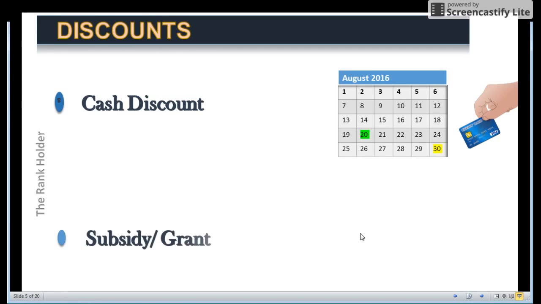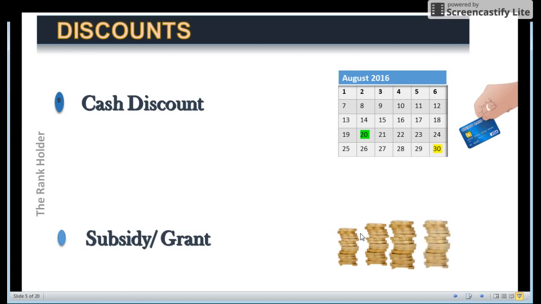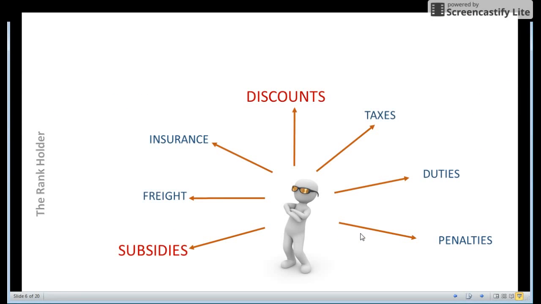Next comes subsidies or grants. Subsidies or grants are received from the government. It is also like a discount, which is a reduction in the purchase price. Next, we shall move on to duties and taxes.